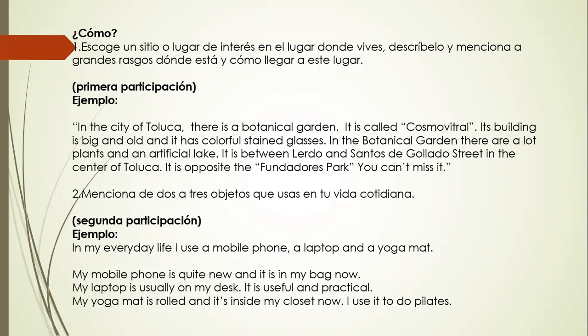In the city of Toluca, there is a botanical garden. It is called Cosmovitral. Its building is big and old, and it has colorful stained glasses. In the botanical garden, there are a lot of plants and an artificial lake. It is between Lerdo and Santos Degollado Street in the center of Toluca. It is opposite the Fundadores Park. You can't miss it. So as you can see, this is a brief description of the botanical garden that is in the center of Toluca, and it's called Cosmovitral.